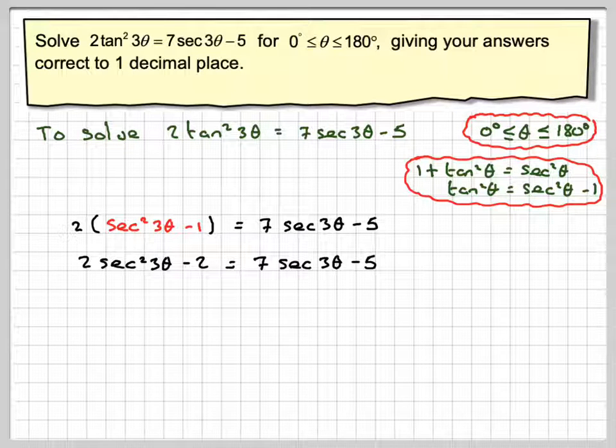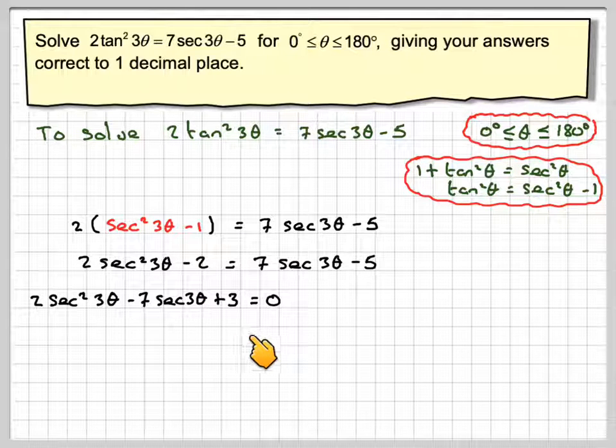So arranging it in the format of a quadratic, we get 2 sec squared 3 theta minus 7 sec 3 theta, and then if we take 5 over here, minus 2 plus 5 is plus 3, is equal to 0. Now we've got a quadratic in sec 3 theta. You could, if you wanted to, change these all to cos, but it involves a lot more manipulation, so we can deal with the sec.